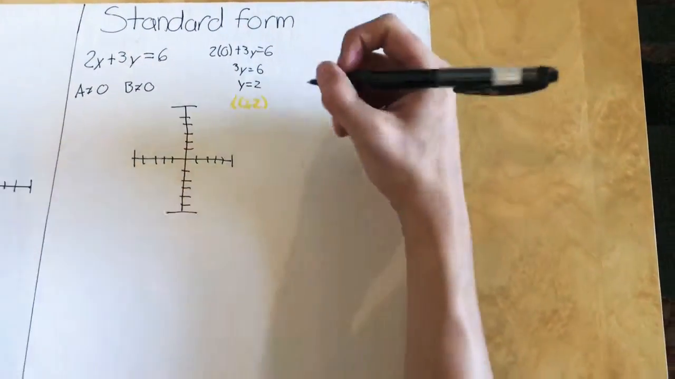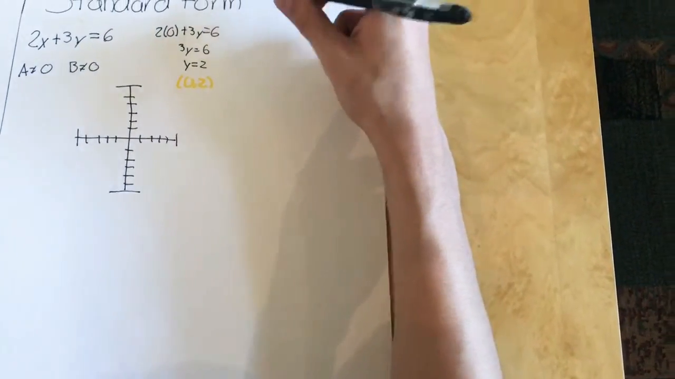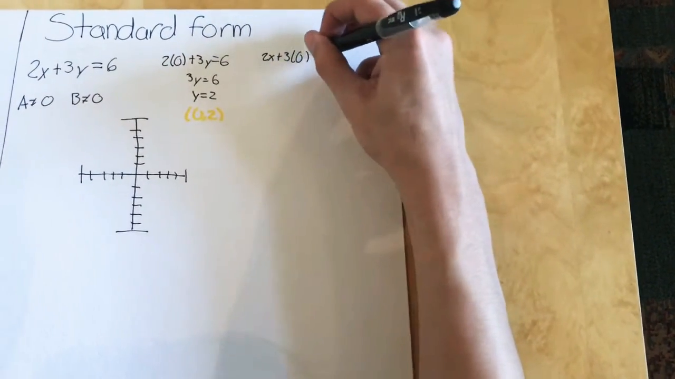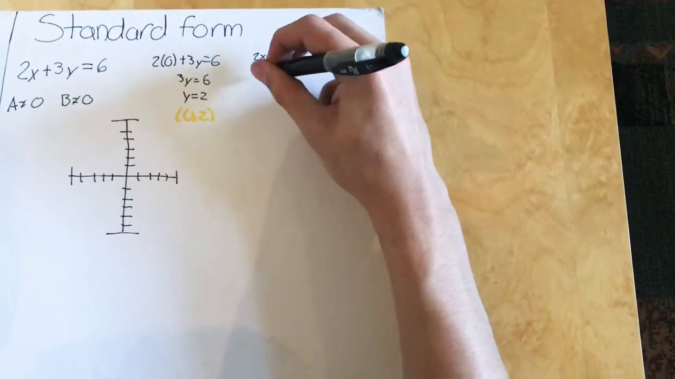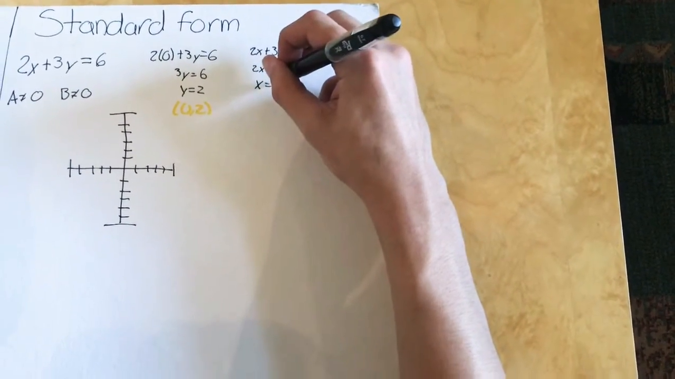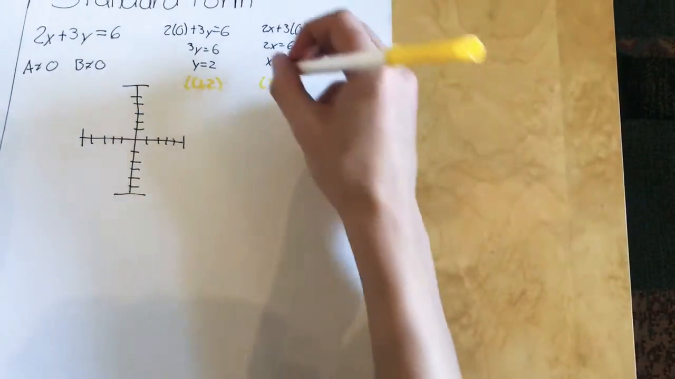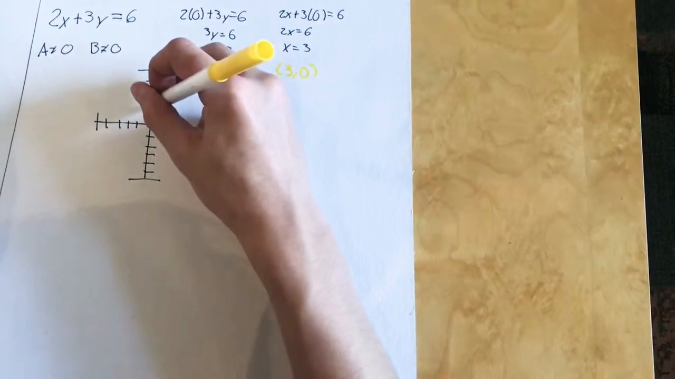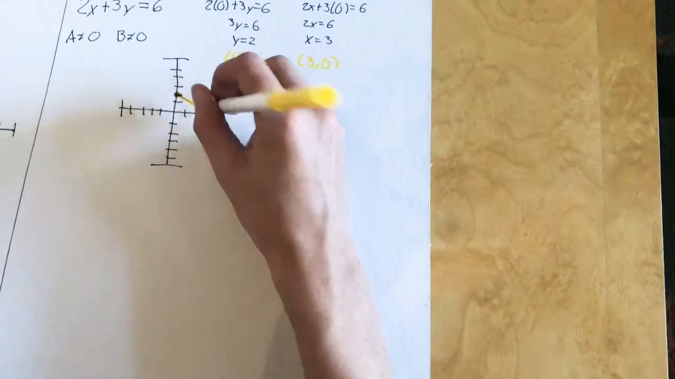Then you want to do that same thing, but with y equal to 0. So it's 2x plus 3 times 0 equals 6. So 2x equals 6. Then you pass the 2, and x equals 3. That's the other point you have, that is 3, 0. Then you plot them on the graph, 0, 2 and 3, 0. Then you make the line, and that's your graph.